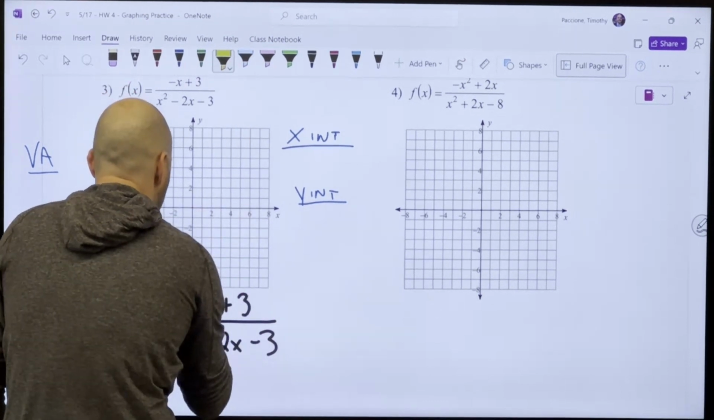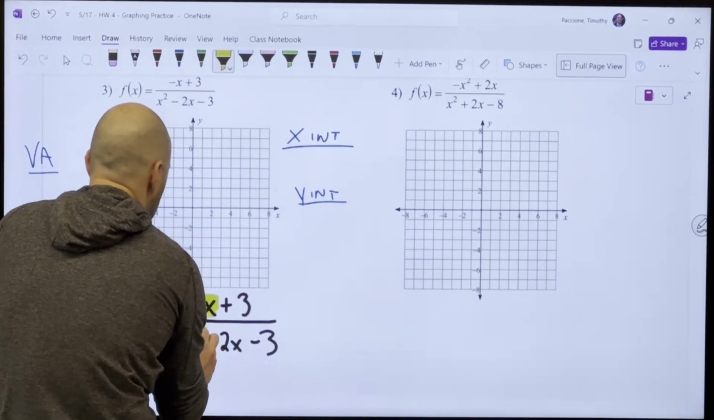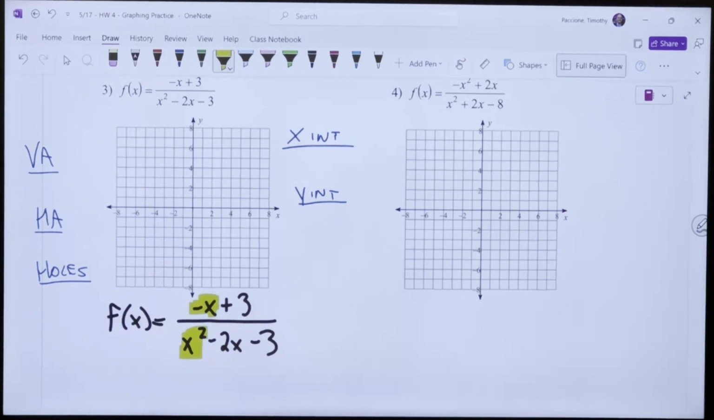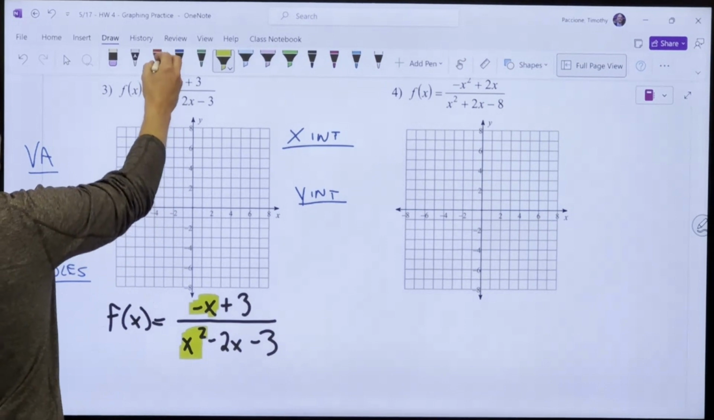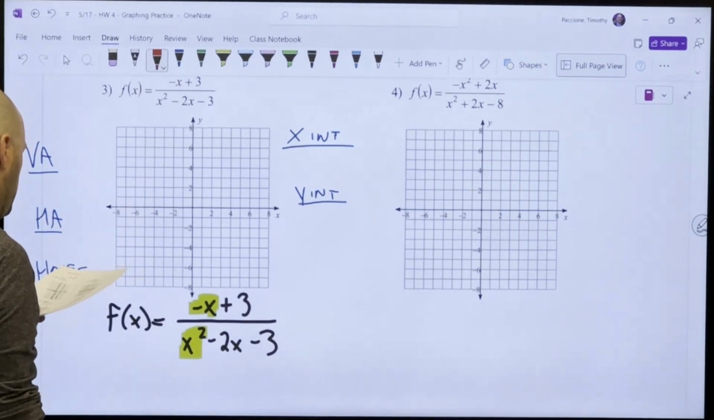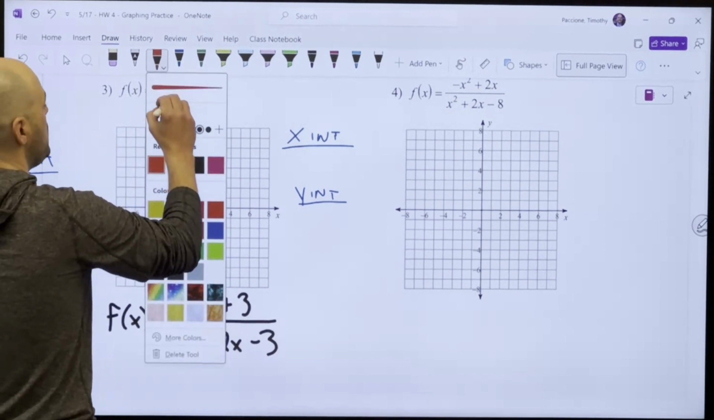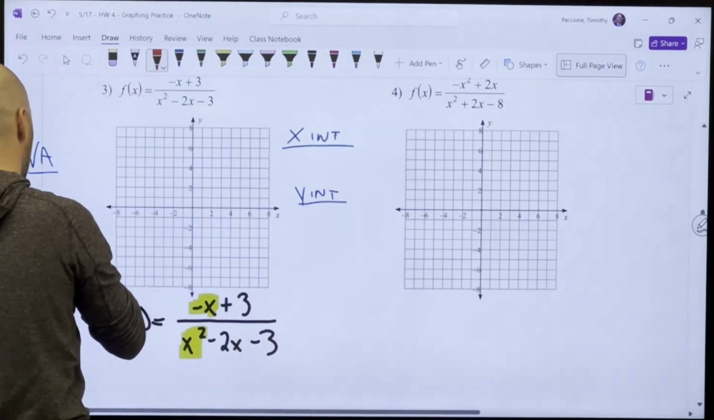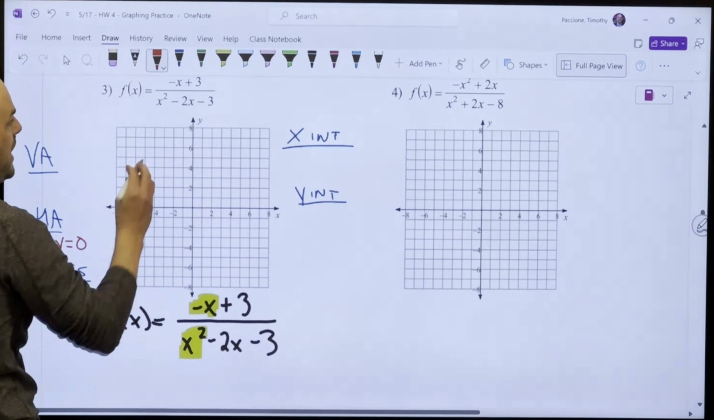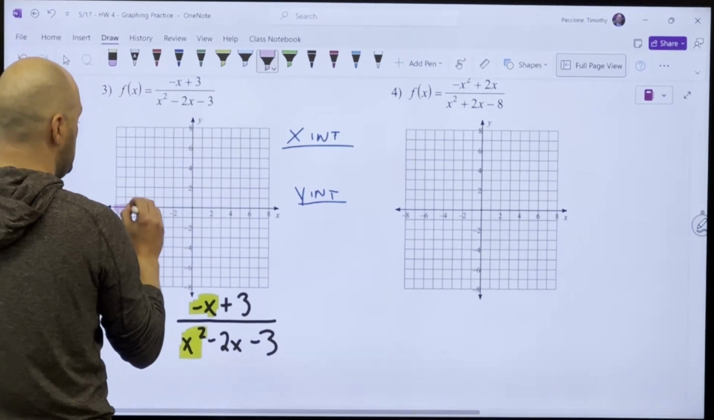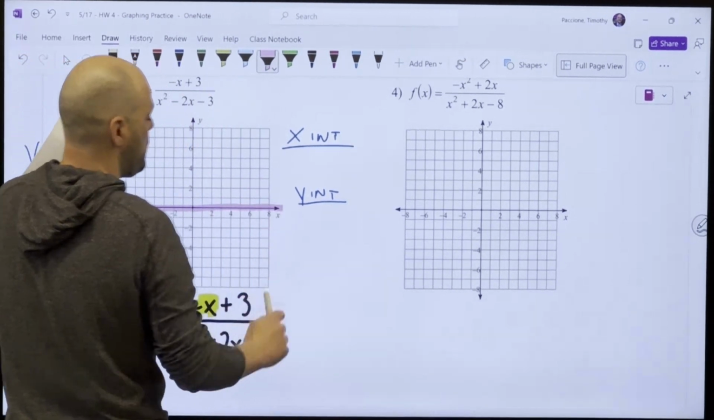And you just look at this and this. And you say, higher degree, lower degree, what's the degree situation? The bottom one has a bigger degree, which makes this bottom heavy, which means we always have a horizontal asymptote of 0. Right? So we know that we have a horizontal asymptote of y equals 0 because we're bottom heavy, which means straight across. Okay?